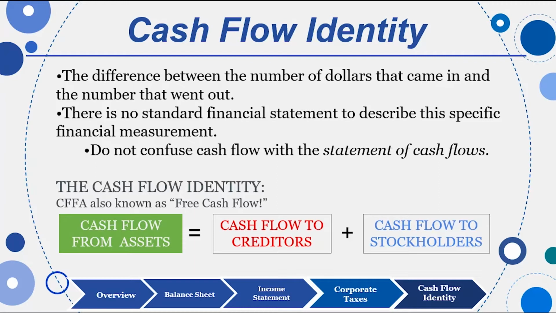The difference between the dollars that come in: cash flow in equals cash flow out. My electrical engineering prof used to say what goes in comes out. So what goes into the company, cash flow from assets, goes out of the company in the form of cash flow to creditors and cash flow to stockholders. CFFA is the abbreviation I use for cash flow from assets. That's also known in some circles as free cash flow.